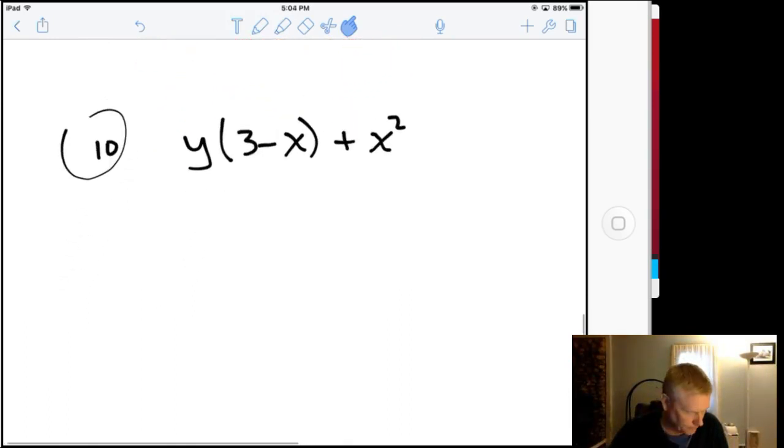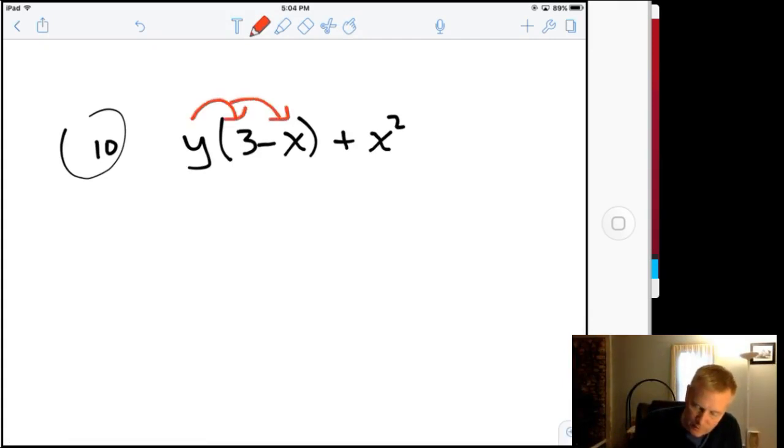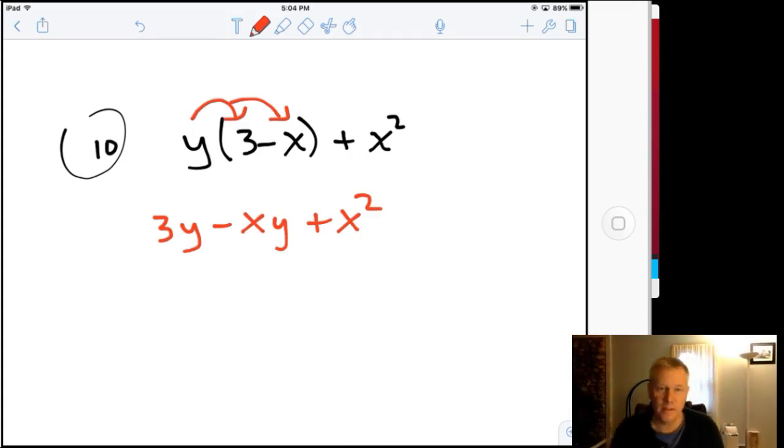10. Good news, my last problem. So this one, I'm going to distribute this, and I'll get 3y minus xy plus x squared. Yeah, that's as far as I can get. Please don't add anything together. You know, xy's I can only combine with other xy's. Y's I have to go with y's, x's with x's.